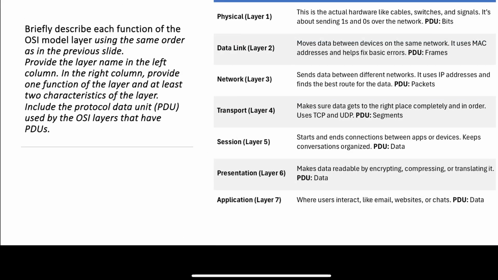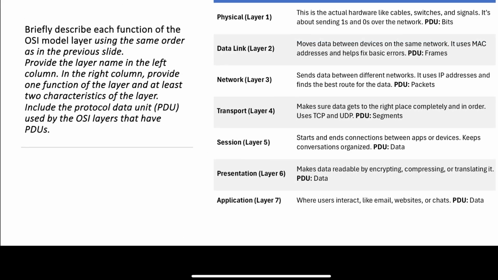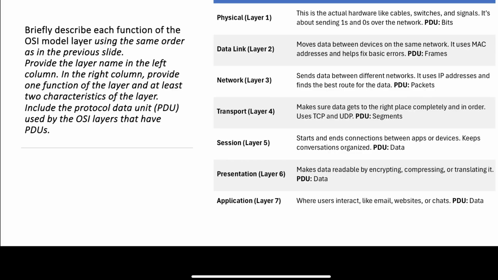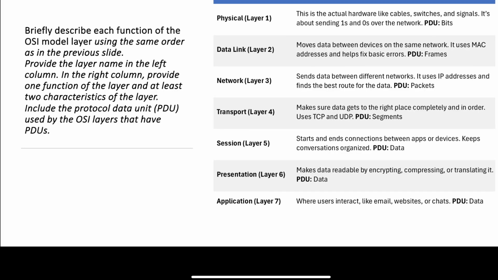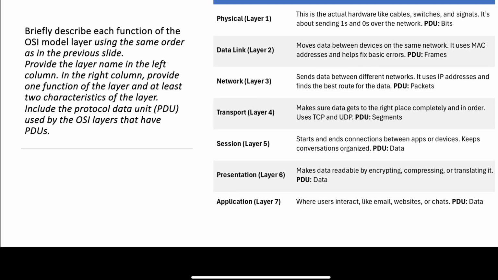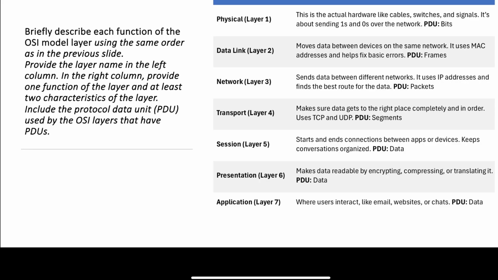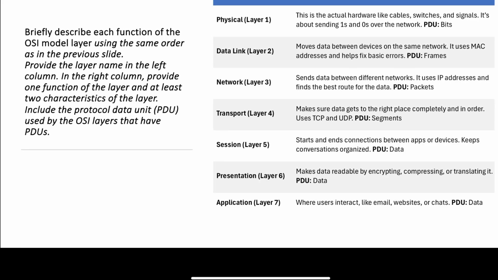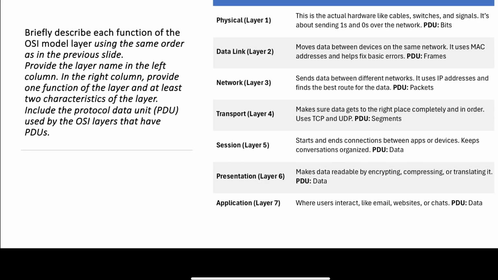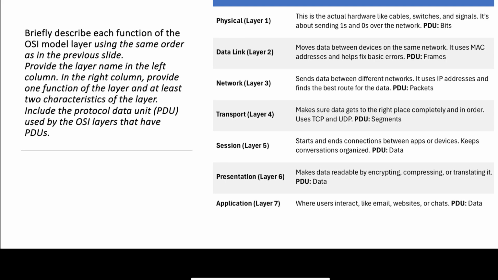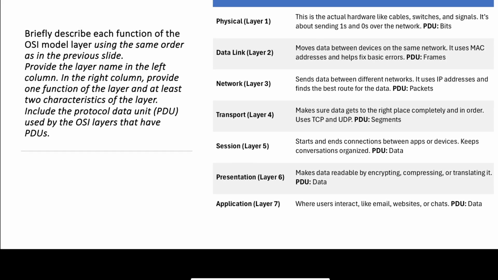The next question is to briefly describe each function of the OSI model layer using the same order as in the previous slide. Provide the layer name in the left column. In the right column, provide one function of the layer and at least two characteristics of the layer. Include the protocol data unit used by the OSI layers that have PDUs.